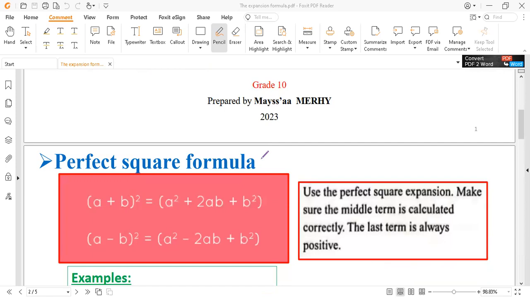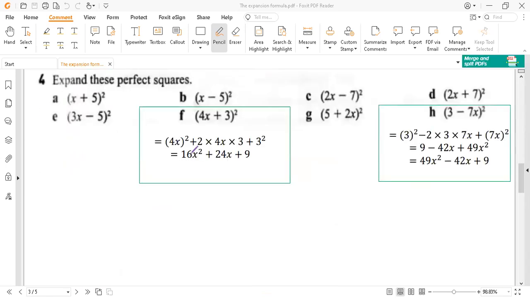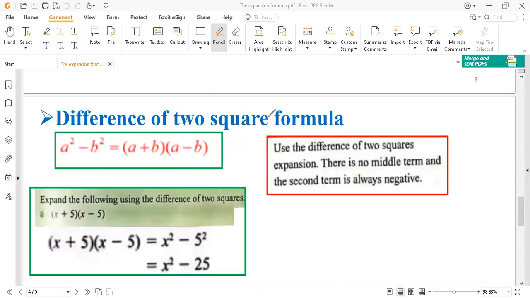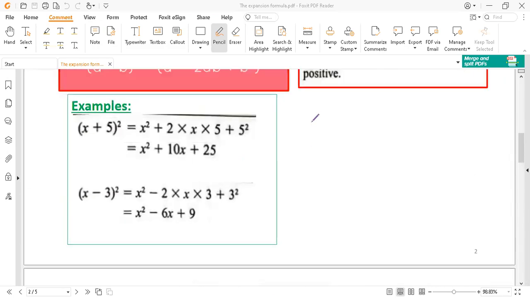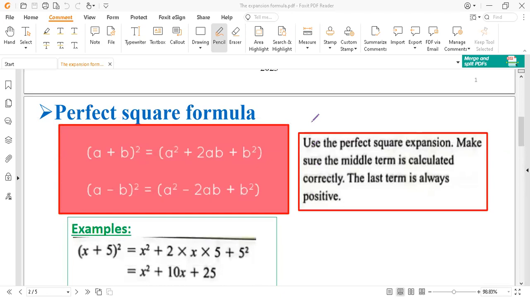In this session, we will show how to use the perfect square formula and the difference of two squares formula. So we have a few formulas here, not a lot. So be focused and careful about using them, especially when proceeding with the signs.